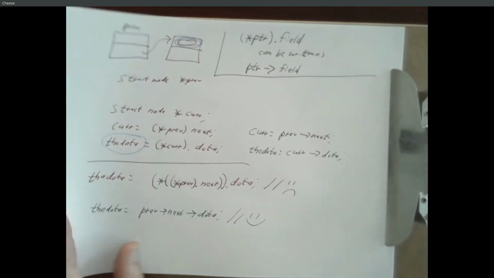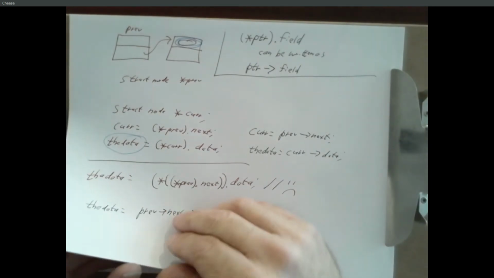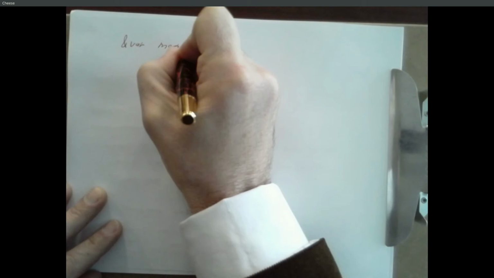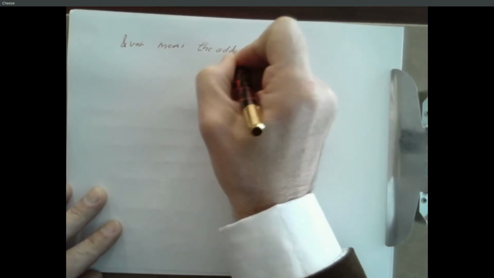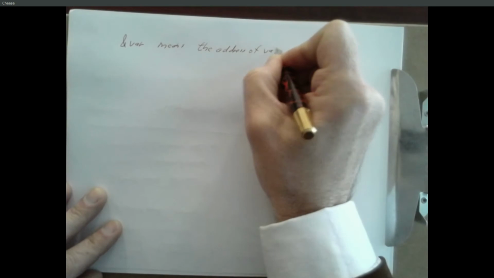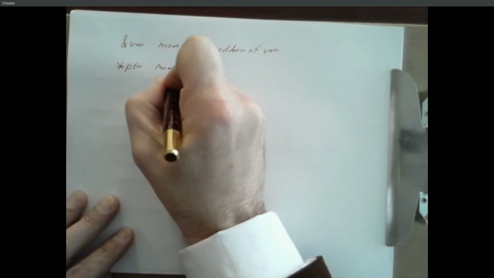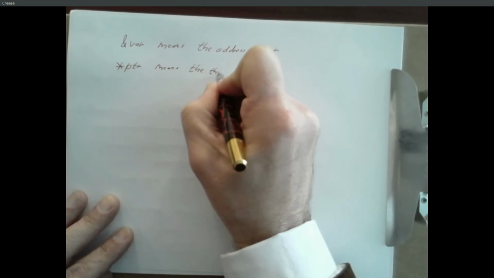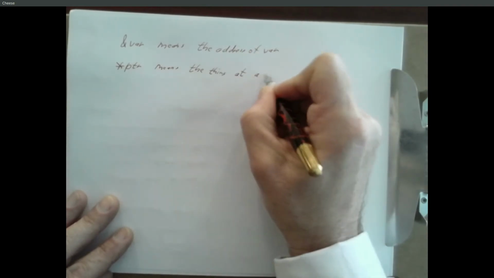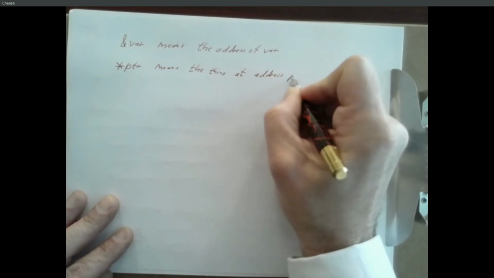All right, so what does the ampersand do? The ampersand is kind of the opposite of a star. So ampersand variable means the address of that variable. Star pointer means the thing at address pointer.